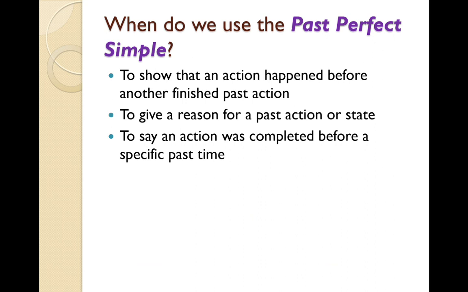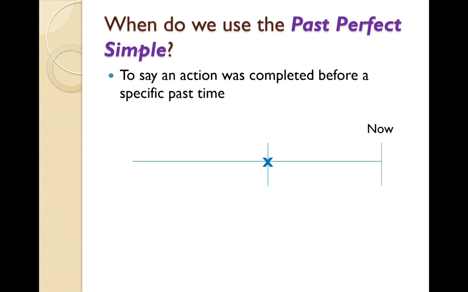We also use the past perfect simple to say that an action was completed before a specific past time. And we often use by, or by the time, or by the age of. Let's see some examples of this.